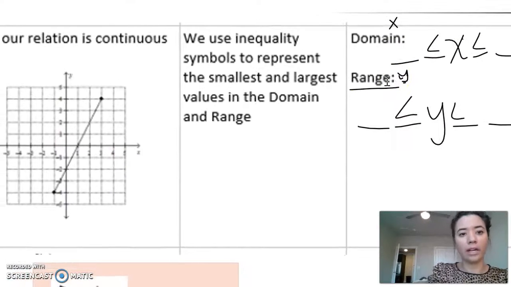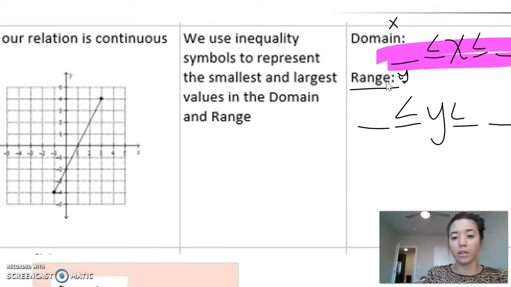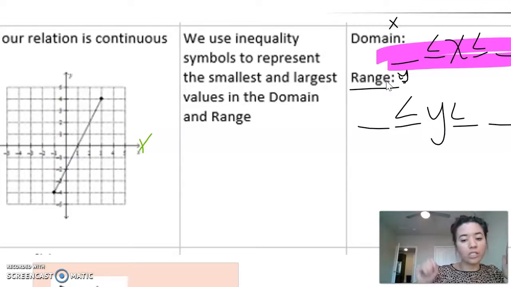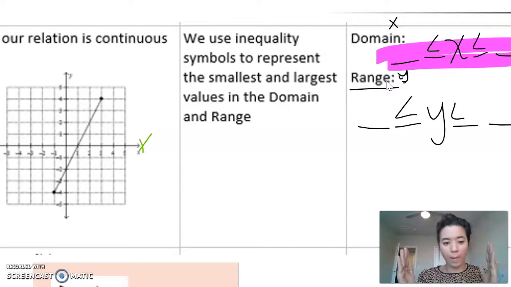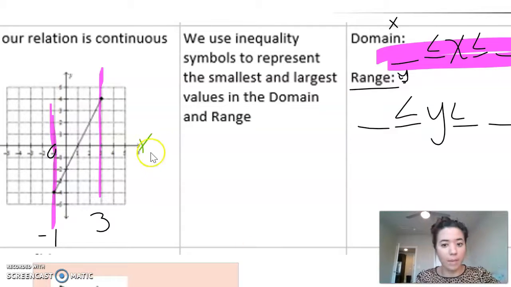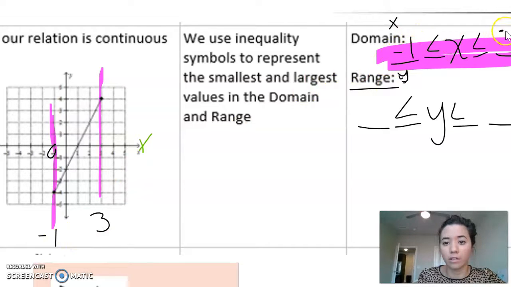I'm going to do my domain here in pink. I'm looking at my x-axis, the one that's flat. I'm looking at what is the smallest number that my graph reaches to the left, and what is the farthest right my graph reaches. I see my graph reaching right here. That's the farthest right it goes. Here's the farthest left it goes. This right here is a value of -1 on the x-axis. Over here, that's 3 boxes over, so that's a value of 3. So that means my domain is from -1 to 3.